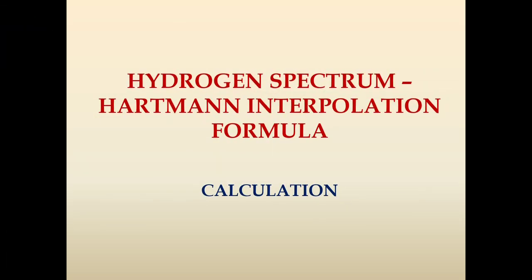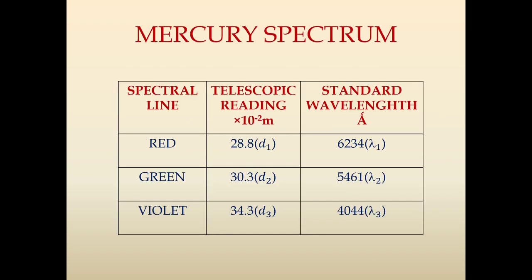In this video, let us calculate the wavelength of hydrogen spectrum using Hartmann interpolation formula. In this experiment, we will use mercury spectrum to standardize the prism. First, the telescopic readings for the prominent lines of mercury spectrum are noted.